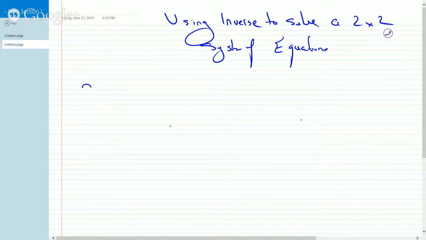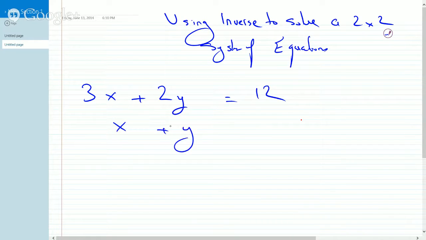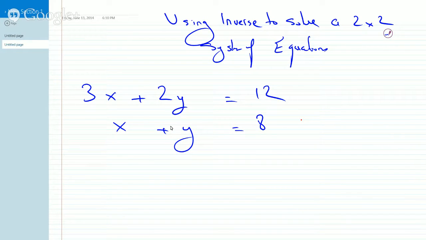3x plus 2y equals 12. Okay, and x plus y equals 8. Now we did before how to do this using elimination and substitution. The point of this is how to do it using matrix.